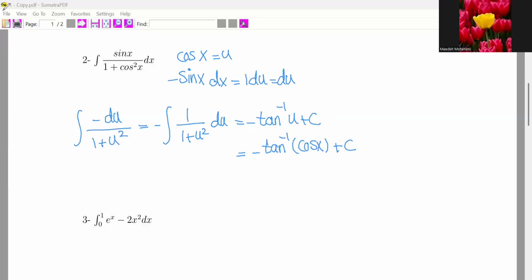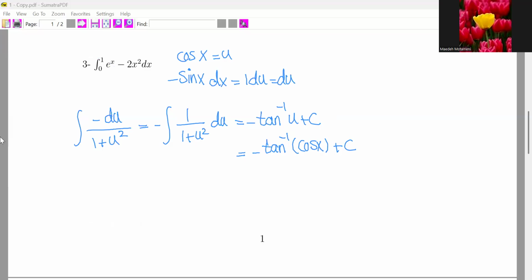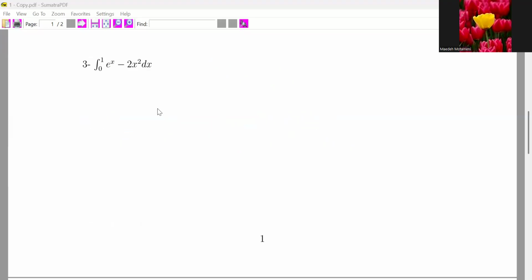So number 3 is a definite integral. But in order to solve this one, we are going to solve it as an indefinite integral, and then we would put the limits here. So according to the properties of integral, I can rewrite this as the integral from 0 to 1 of e to x dx, and I can bring out the coefficients. So negative 2, the integral from 0 to 1 of x squared dx.